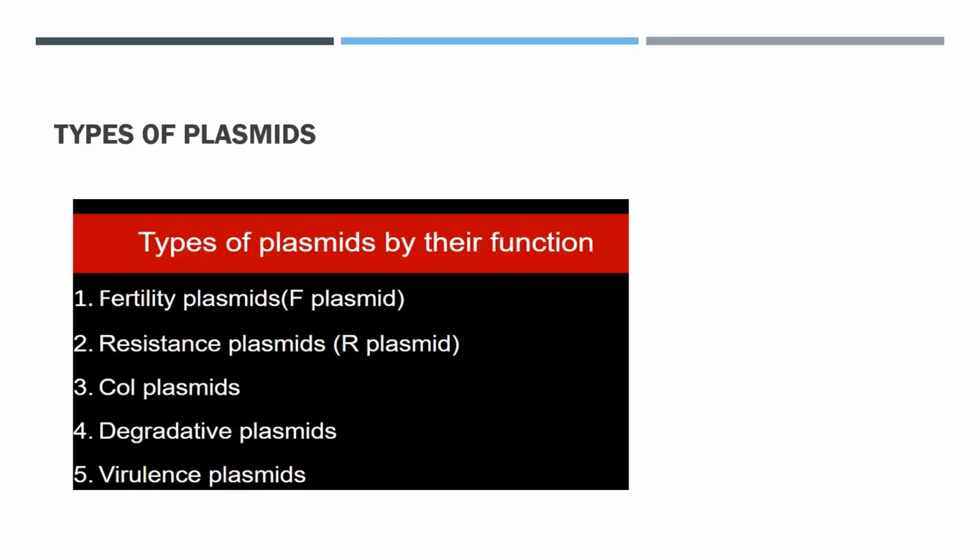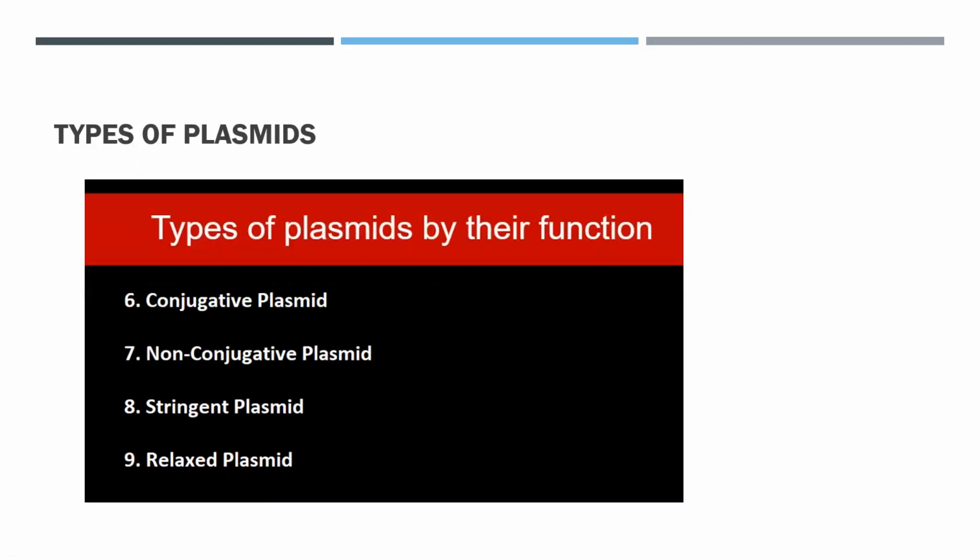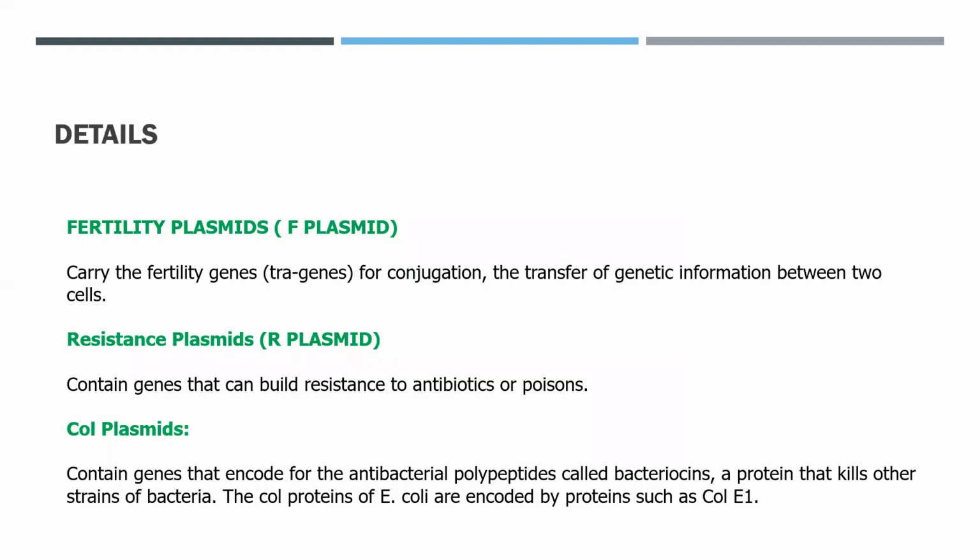Types of plasmids. The first one is the fertility plasmid, next resistance plasmids, col plasmids, degradative plasmid, virulence plasmid, conjugative plasmid, non-conjugative plasmid, stringent plasmid, and relaxed plasmid. First one is the F plasmid. F plasmid means transfer genes, which transfer between two bacterial cells.